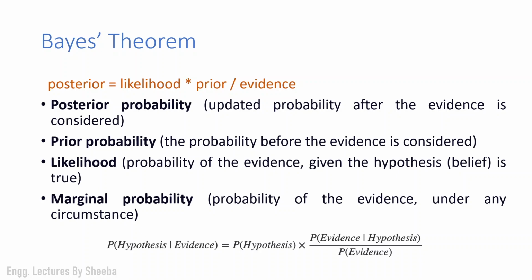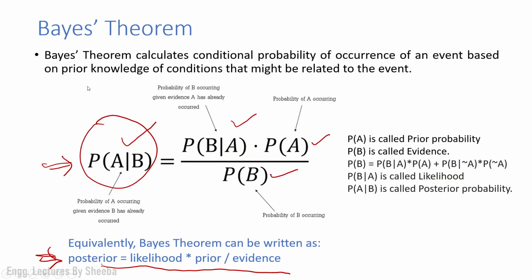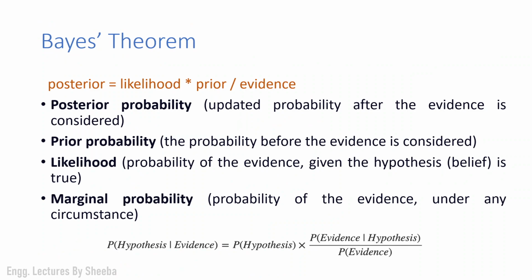Now what is prior probability? Prior probability is P of A. That is a probability before considering evidence. So this is a normal probability P of A before considering the evidence, that is prior. And P of A given B, that is posterior, is after considering the evidence. And P of B is our evidence. Prior probability, as I already said, is P of A, the probability before the evidence is considered.